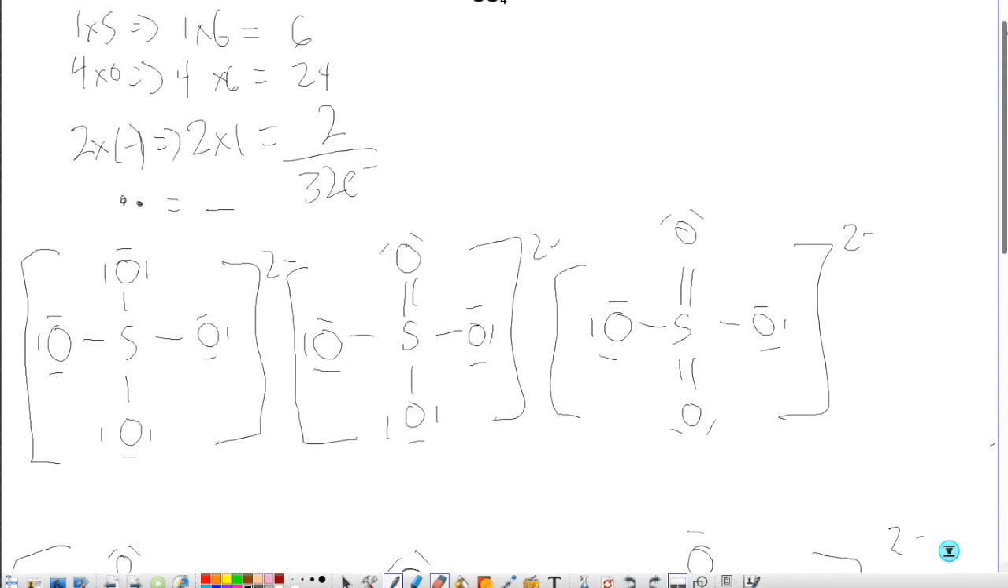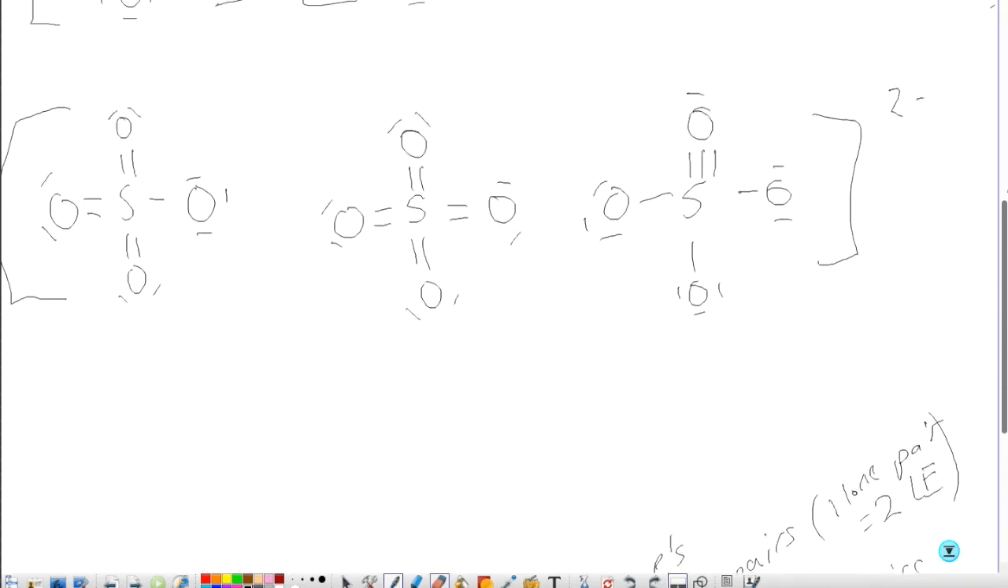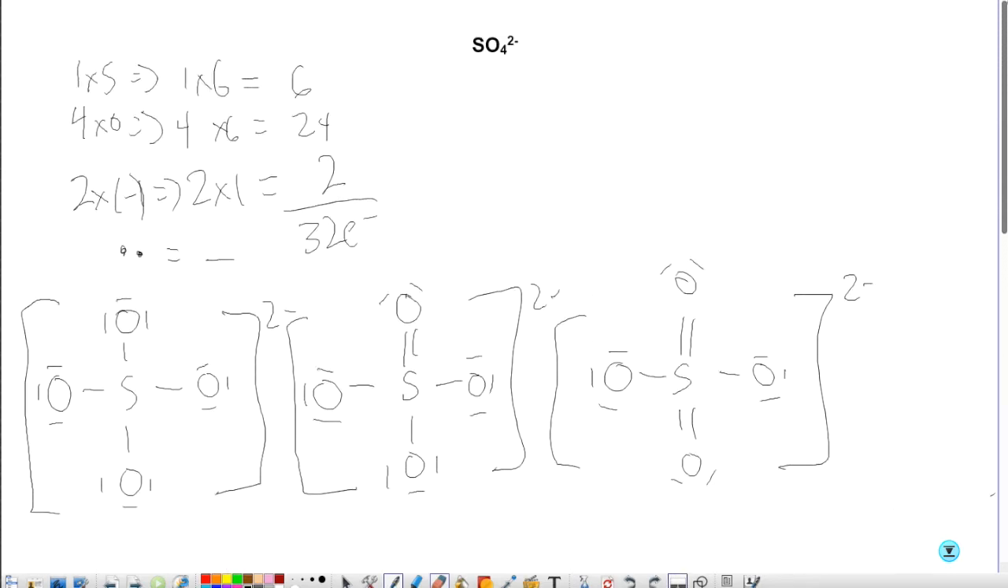So here we go. We're just going to start assigning things. VE minus LE minus 1/2 BE. Okay, so if I have an oxygen that's single bonded with its 6 valence electrons, it's always going to be the same, right? Because it doesn't matter if it's here or if it's down here. So the good thing about this is you can eliminate a lot of stuff really quickly.